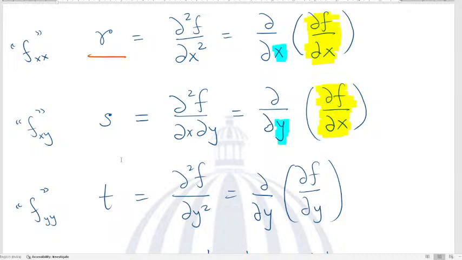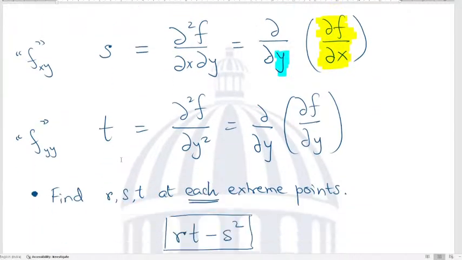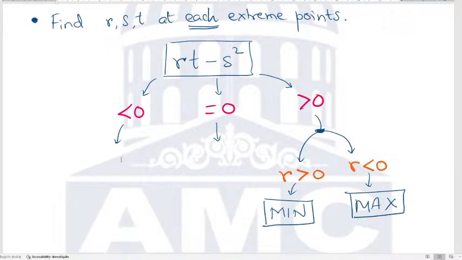S is the second order partial derivative with x as a constant one time, and y as a constant the other time. And t is the second order partial derivative, taking x as a constant and y as a variable both the times of the differentiation. And we had identified some extreme points. At each of the extreme points, we are finding out the numerical values of r, s, and t. You'll get those numbers over there.